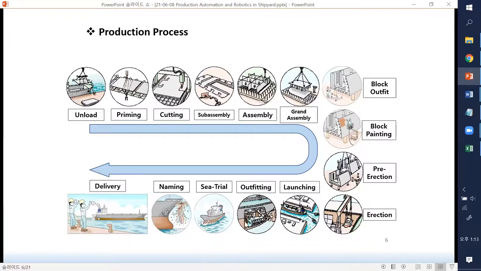And at the outfitting quay, the ship stays there and they finish the remaining outfitting works, something like electronic cabling and other small jobs. But it takes time. And then when the ship is finished, they need to have a test of whether the performance is met. We call this a sea trial. This is very important because the contract performance should be shown at the sea trial. And once it has passed that test, we can have a ceremony for the handover or delivery of the ship. So that is the whole process of shipbuilding.